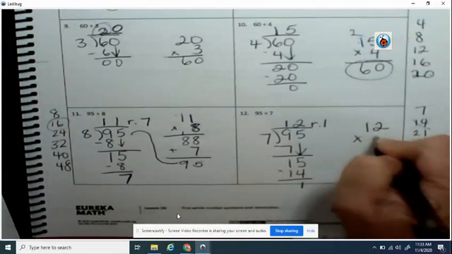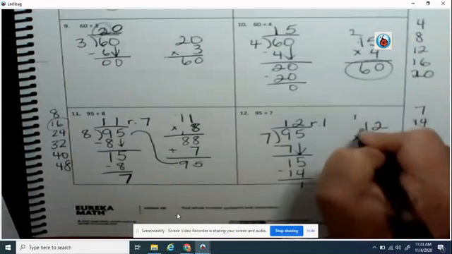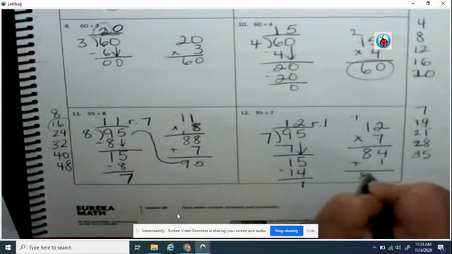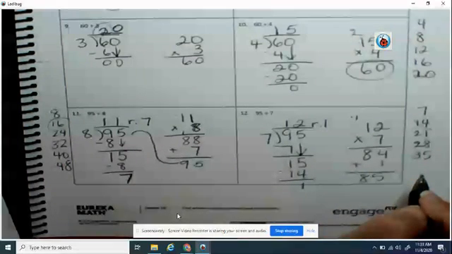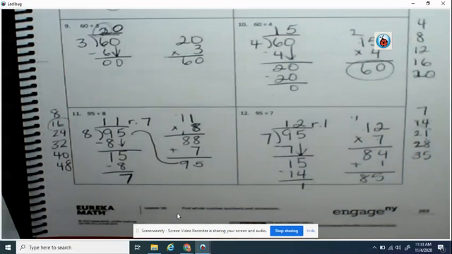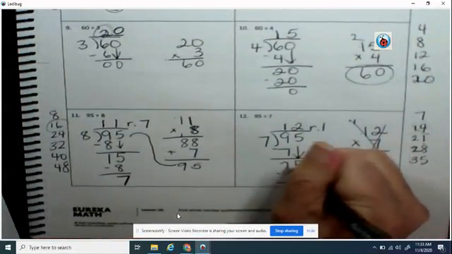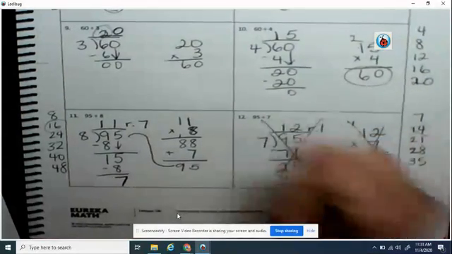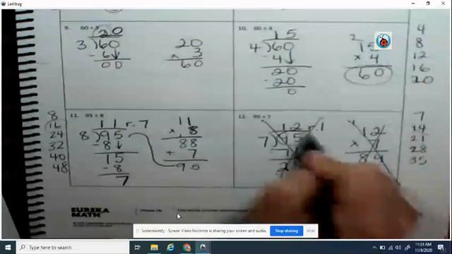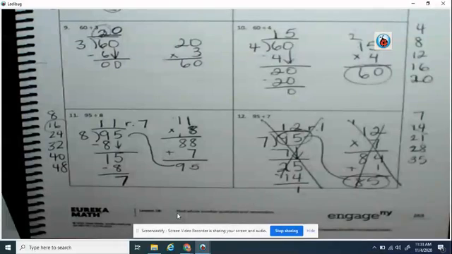So 12 times 7. 2 times 7 is 14. 1 times 7 is 7 plus 1 more is 8. So it's 84 plus 1 more is 85. Hold on. I did it wrong. Oh my goodness, I'm so sorry. Right here, 9 minus 7 is 2, not 25. I did it all wrong. Ignore that. And be glad. Look, I didn't mean to make a mistake, but I did, and my answers didn't match. So I knew I made a mistake, so I have to redo it.